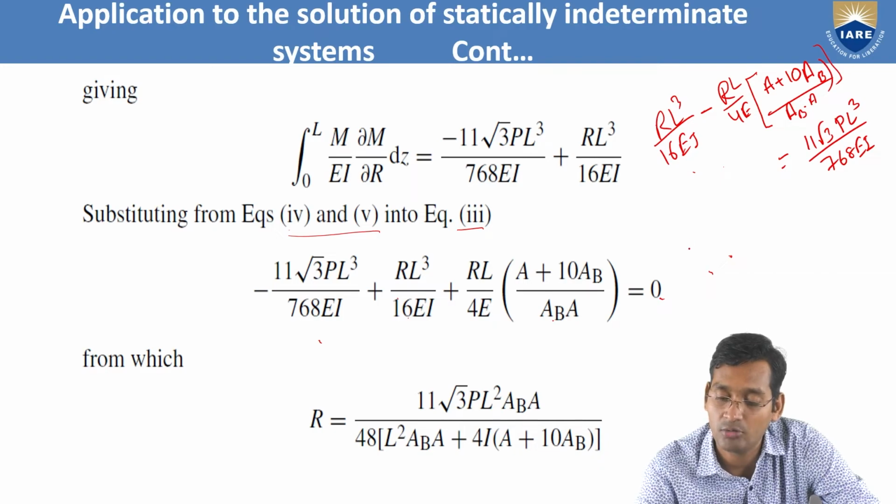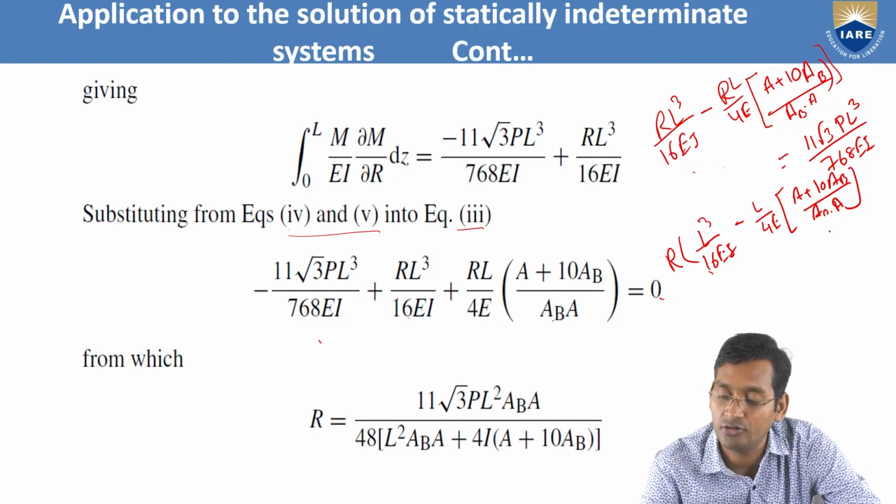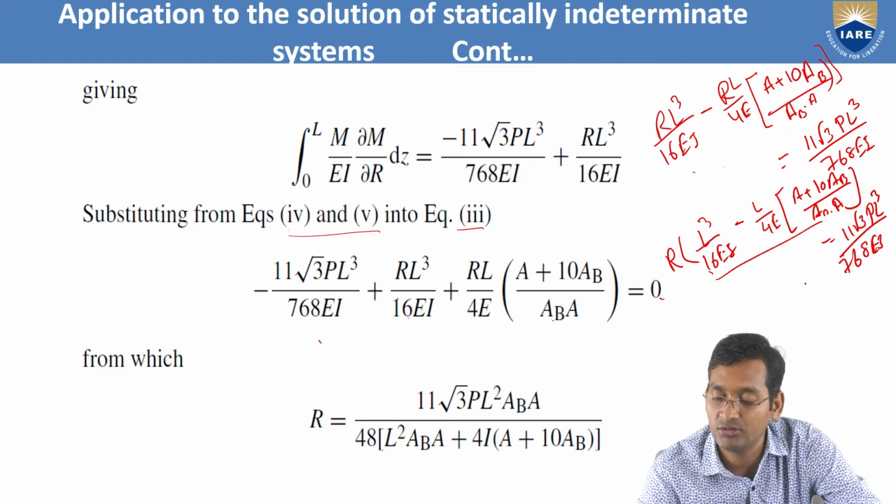Right. Now we can take R common from here. So after taking R common, what we will get? LQ by 16 EI minus L by 4E into A plus 10 AB by AB into A, that is equal to what? 11 root 3 PLQ by 768 EI. So now for this, this whole thing will get divided here.